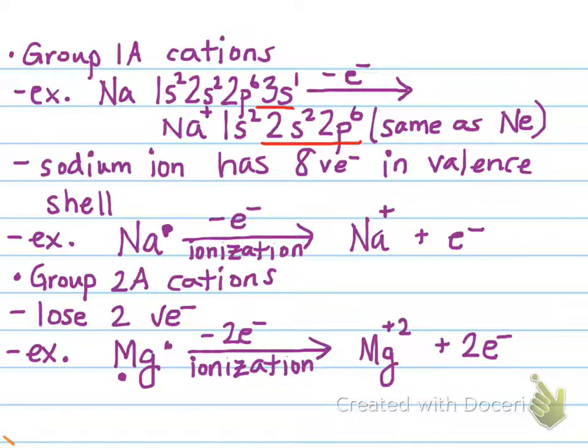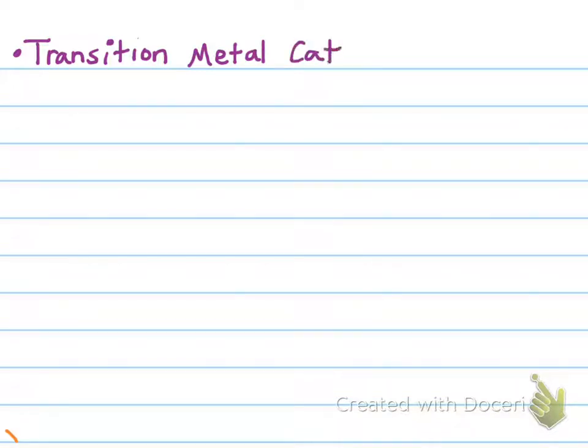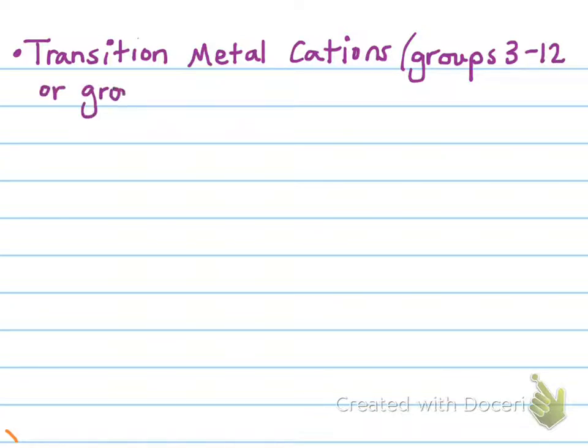Now, it's not as nice of a pattern. There really isn't a pattern when we talk about our transition metals. And so again here, remember, we're talking about groups 3 through 12, or we also called them our group B because their group numbers are followed by a B. These are the short columns of the periodic table.